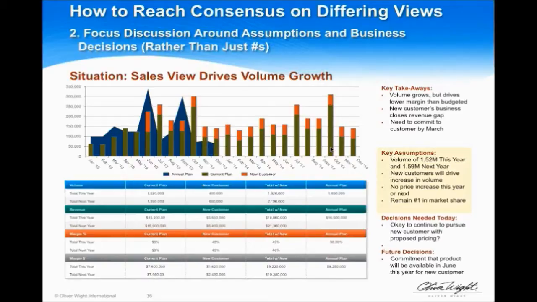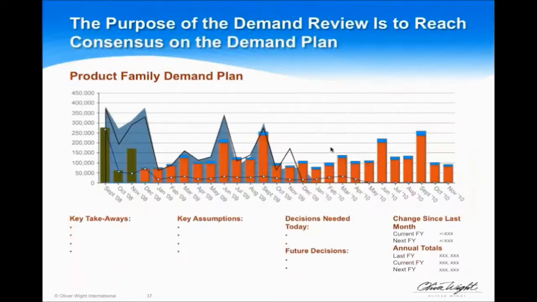A similar approach in communicating pertinent information for the demand review can be used in presenting product family information. The purpose of the demand review, of course, is for sales and marketing management to reach consensus on the aggregate demand plan. And so they need certain product information. This information includes a comparison of the demand plan to the budget, and the budget data is shown in this chart in the light blue background.